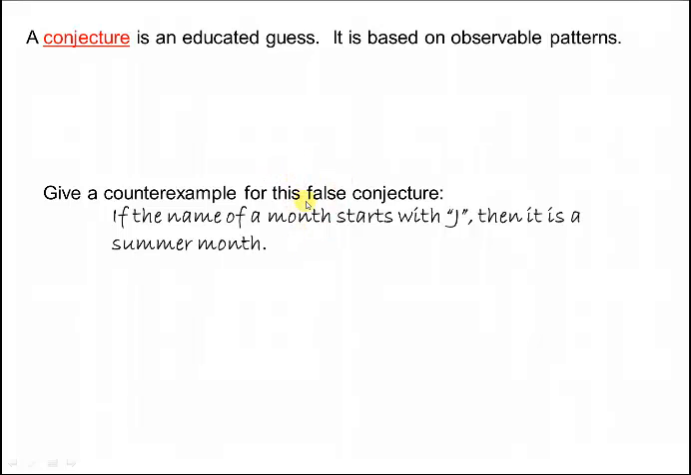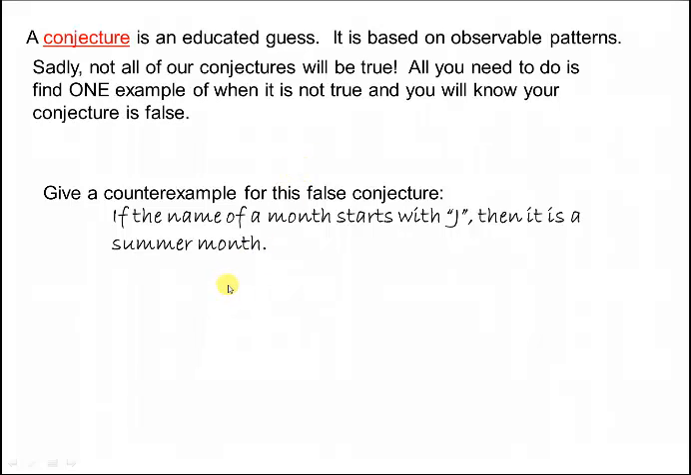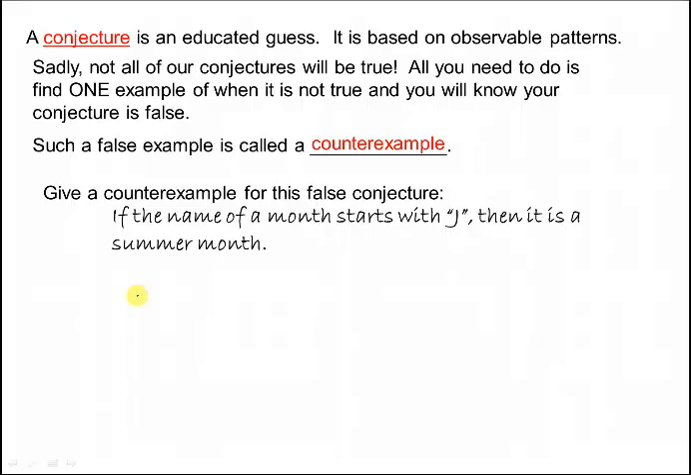Sometimes a conjecture is called an educated guess, based on those observable patterns. But unfortunately, not all of our conjectures are going to be right. We might miss something in the pattern or think we see something that we really don't see. So if we want to show that a conjecture is actually wrong or false, then we need to find one example that would show that it's false. And that example is called a counterexample.